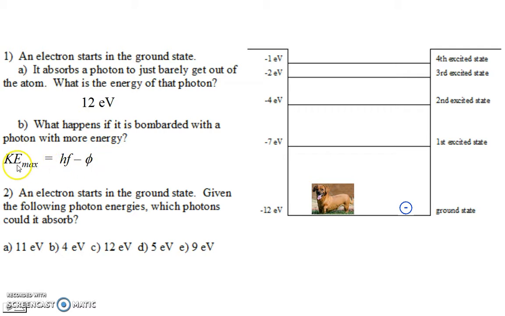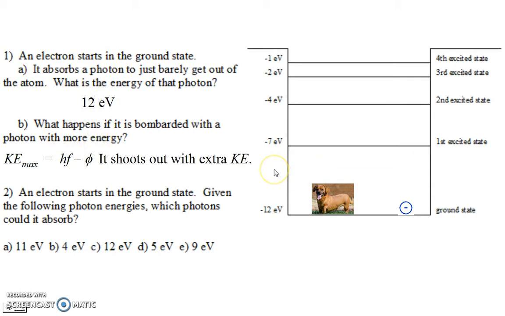What happens when it's bombarded with a photon with even more energy than that? Well, here's our equation. KE max equals hf minus phi. hf is the energy of the photon, and phi is the work function. So if you give it an energy hf that's larger than 12 electron volts, what happens? Well, it comes shooting up out of the atom, right, with extra kinetic energy. Just like we had done before, if I threw that rock in with 900 joules, the dog is missing 700 joules, it got to the top of the well with an extra 200 joules of kinetic energy, and that's what happens here. This is a successful photoelectric effect experiment, right?